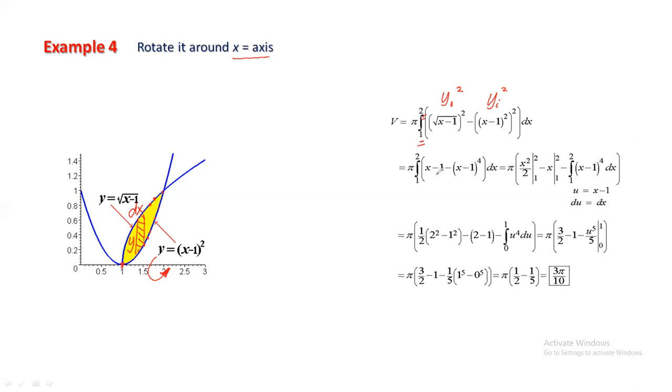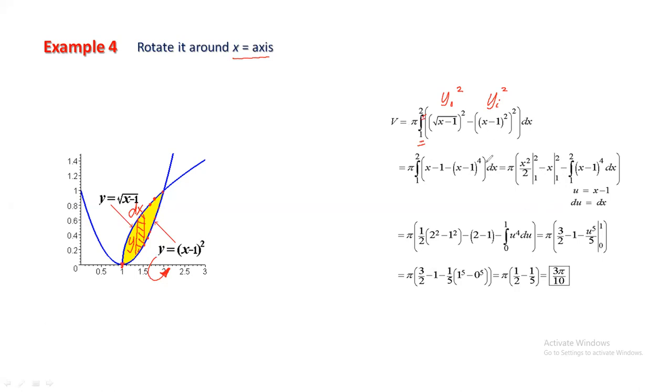Now, the rest is just mathematics. If you square this, that would be x minus 1. If we square the quantity x minus 1 squared, that would give you x minus 1 raised to 4. If you will integrate this part, that would give you x squared over 2 minus x. For this, the limits will be from 1 to 2.